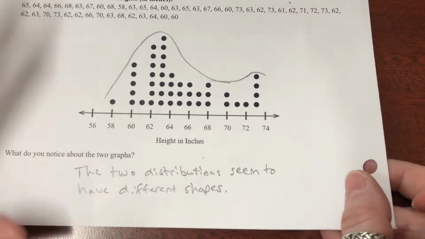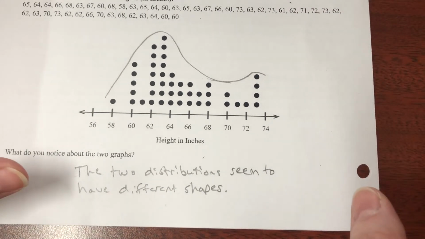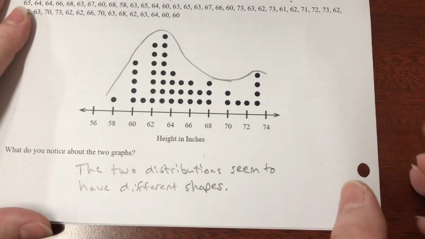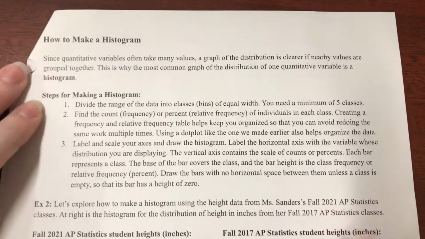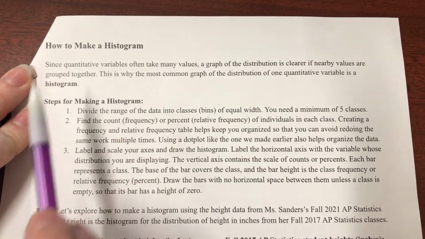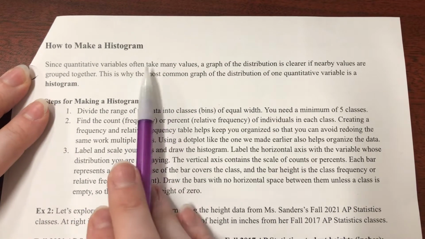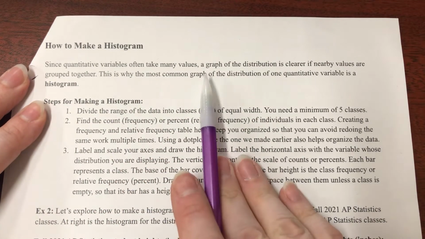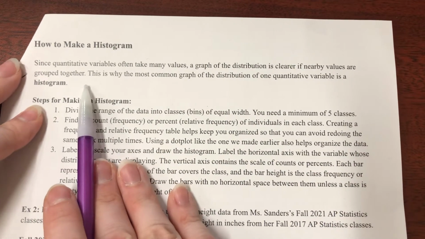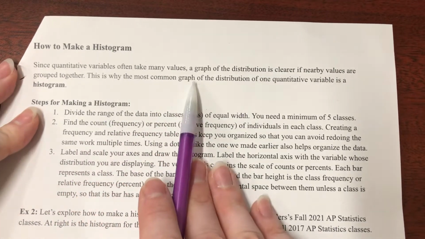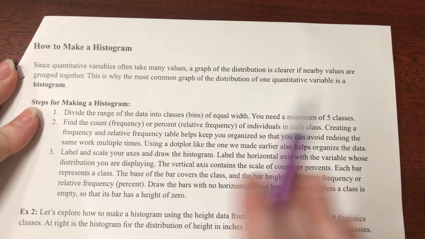All right? Let's take a look at the histograms and see if they show us anything additional, or let us see the shape any easier. All right, now, to make a histogram, since quantitative variables often take many values, a graph of the distribution is clearer if nearby values are grouped together. This is why the most common graph of a distribution of one quantitative variable is a histogram.